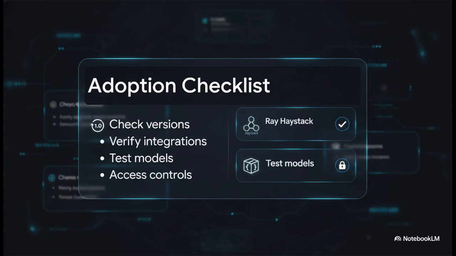Verify the current docs. Look closely at whether your exact ecosystem integrations, like Haystack or Ray, are mature or marked experimental. You'll want to prototype your persistence and resume paths using your actual application state, and thoroughly test the serialization of your Pydantic models or custom Python objects. And of course, figure out your exact security and access control needs right up front.